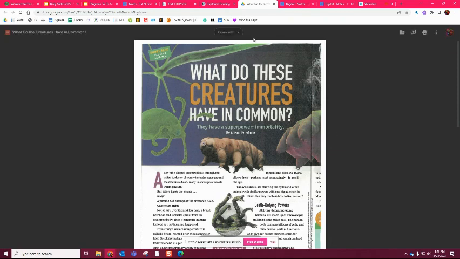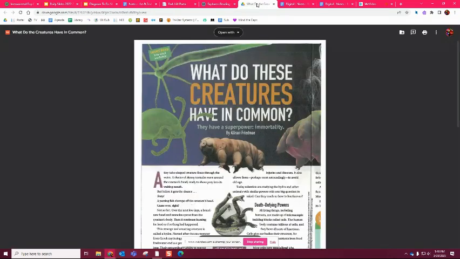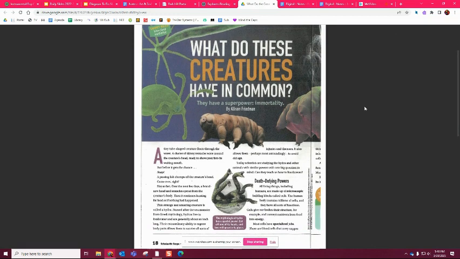We're going to do step 2. And step 2 is, because this we've already done, we're going to get to the first draft read. Okay, so again, we're going to read this piece beginning to end without stopping, and then we'll kind of talk through that. So I'm going to go ahead and read this to you. The reason why is because I did this in class and I read that to them. Okay, so we're going to read this really quickly.